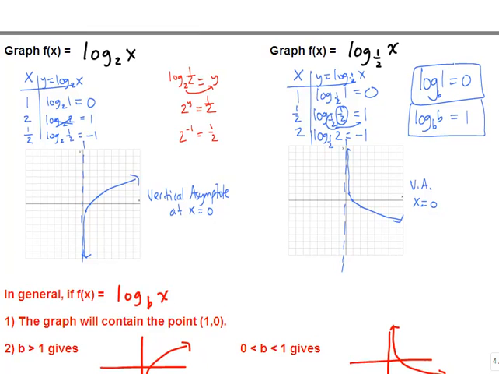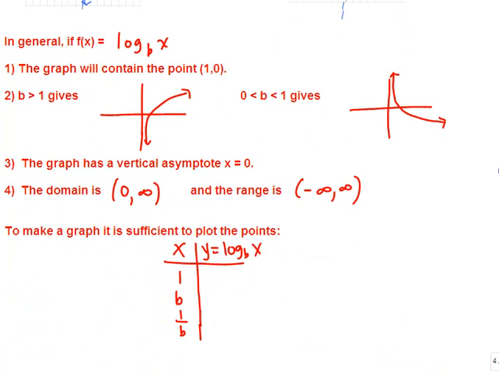So to generalize, we have the following characteristics. Every log base b of x graph will go through 1, 0, and that's because log of 1 is always 0. If the base is bigger than 1, then you have kind of this growth shape where we rise up and it increases.